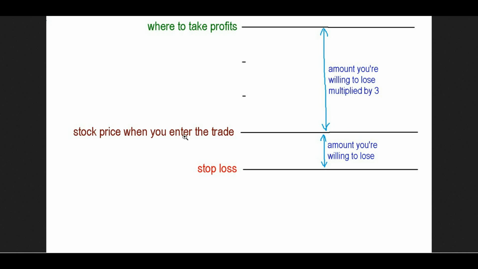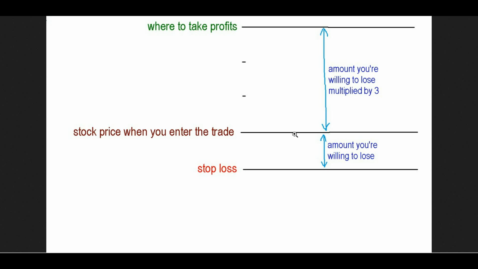Now again, you take the stock price when you enter the trade, and instead of subtracting, you're adding. You're adding that amount you're willing to lose, times 3, to the stock price when you entered the trade. That's the price where you set your limit order to take your profits if the stock price goes up and up and up. So in this example, you would take 120.